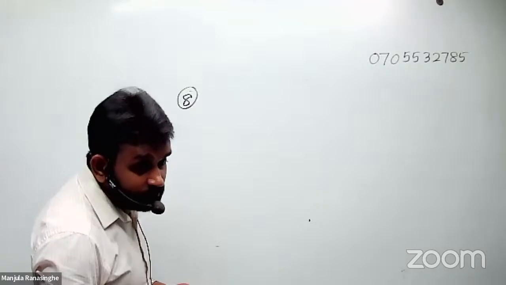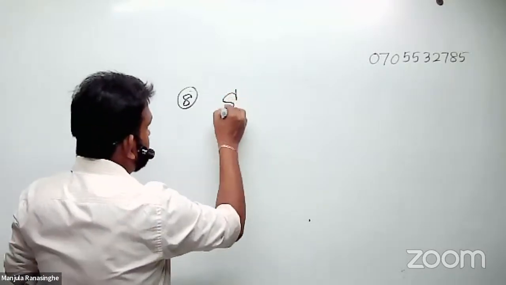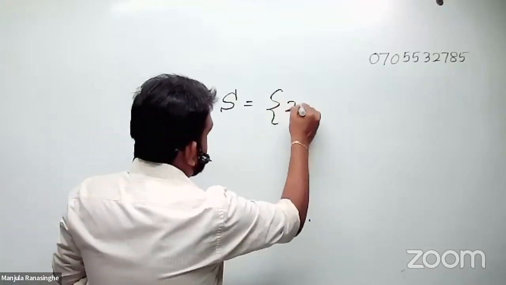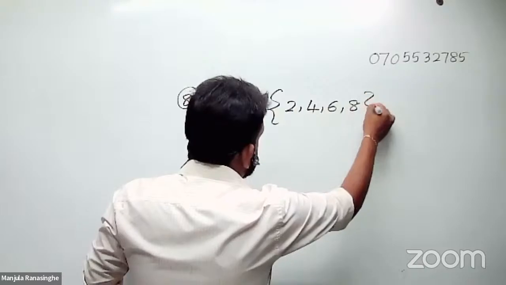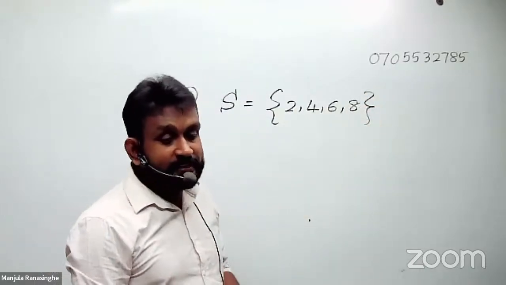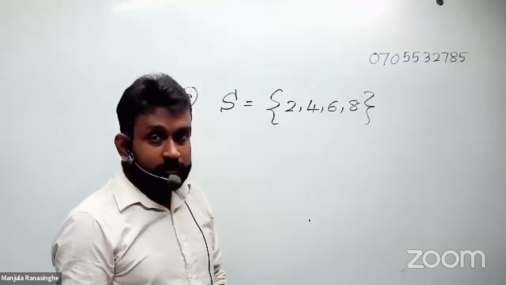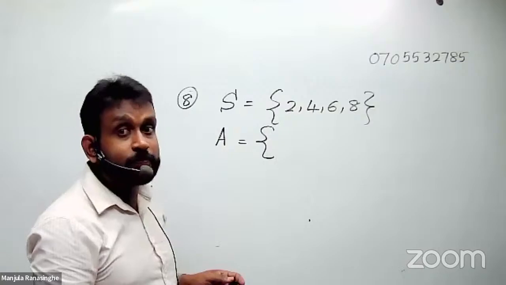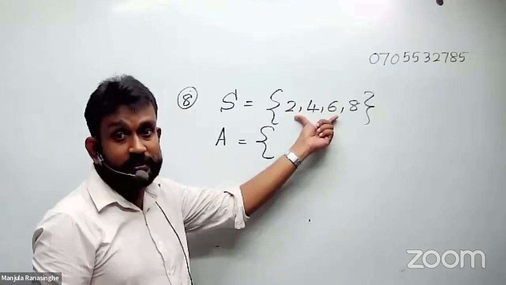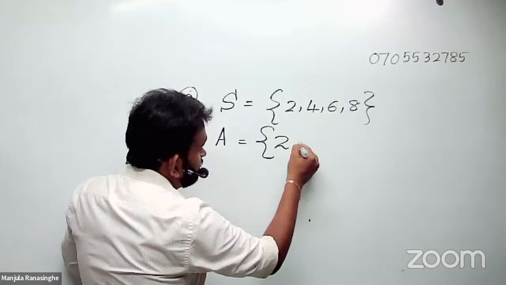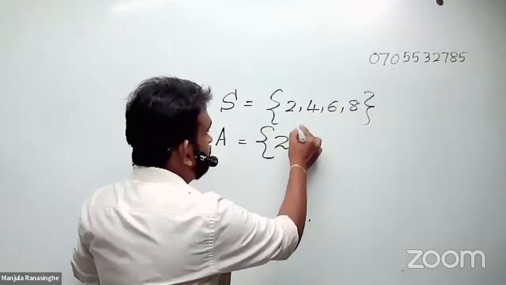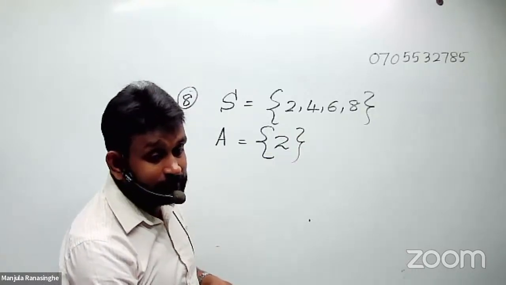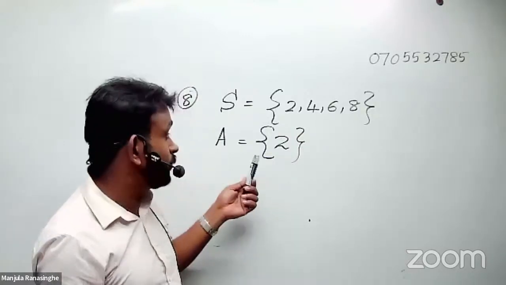Question number 8. See carefully. The sample space of a random experiment, S, is indicated as 2, 4, 6, 8. If A is the event of getting a prime number, now you can mark what the prime numbers are out of the sample space. 2 is the first prime number. Then 4, 6, 8 are not prime numbers, right? The only even prime number is 2.